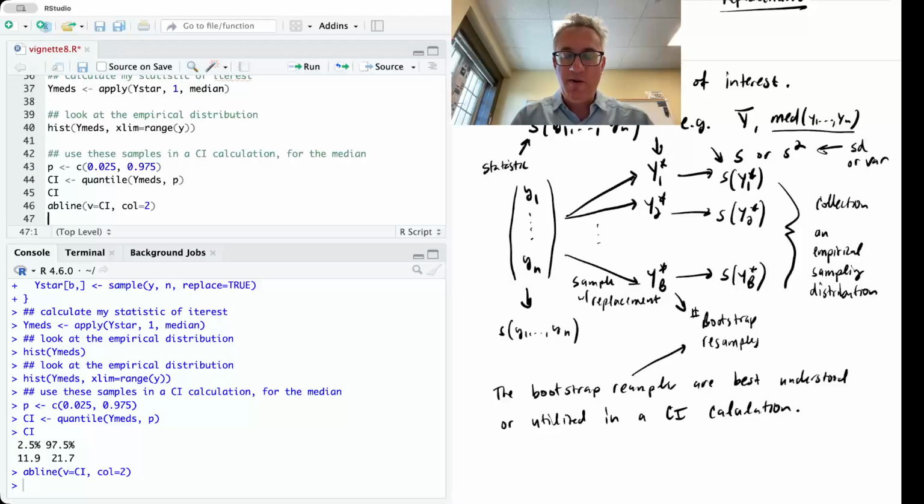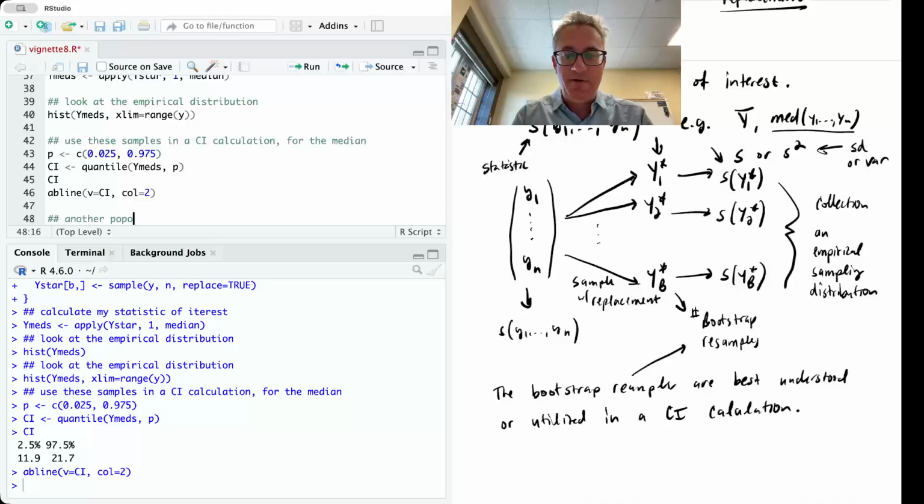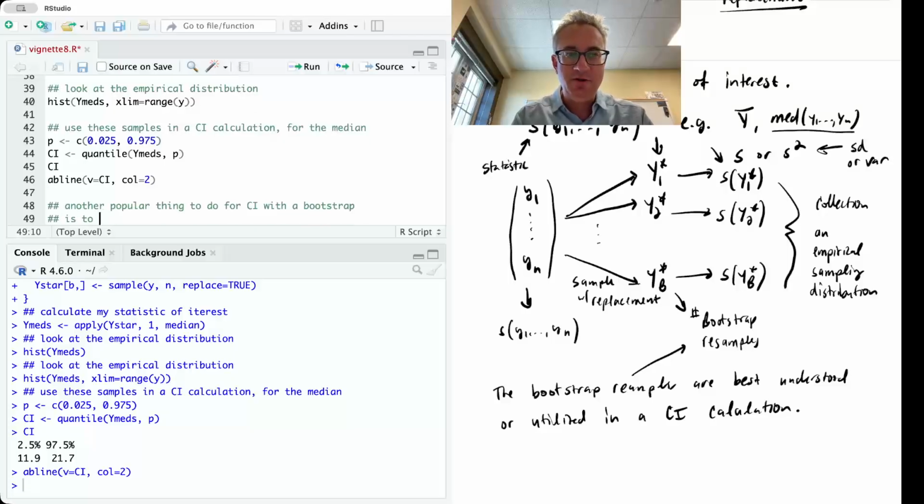Now, you've probably noticed that this sampling distribution is discrete and very choppy. Another popular thing to do for confidence interval calculations with a Bootstrap, especially in this situation where the discrete nature of the distribution could be concerning, is to use the central limit theorem, or really what you're using is just a Gaussian approximation. There is a sense in which you're doing a central limit theorem too, but I don't really want to get into that.